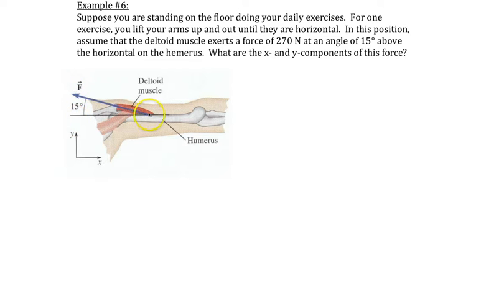So we're given the force along this deltoid muscle is 270 newtons at an angle of 15 degrees above this horizontal. So one of my first steps that I will do is to draw out the vector, and I'll draw it over here just to have a neat diagram. So there's my force of 270 newtons.